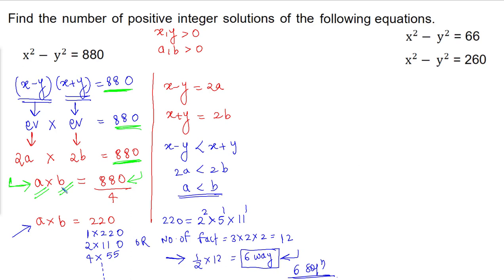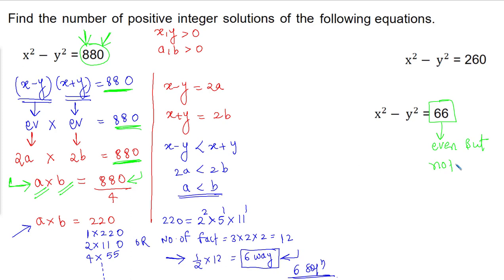Okay, so over here x square minus y square is equal to, if this is an even number, then this number has to be a multiple of 4, then and only then we will be getting integral solutions. If this number is even and not a multiple of 4, for example, look here, x square minus y square is equal to 66. This number is even, but this number is not a multiple of 4. This number is even but not a multiple of 4.